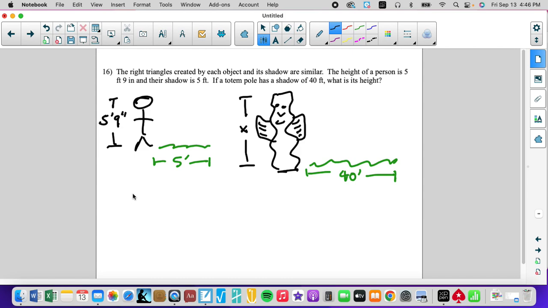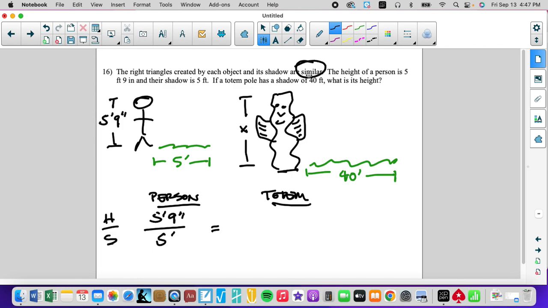So now we can write a ratio of the person and the totem. Let's do height to shadow. So this person's height is 5 feet 9 inches, and its shadow is 5 feet. And that is going to be equivalent to the height of the totem over the shadow of the totem.